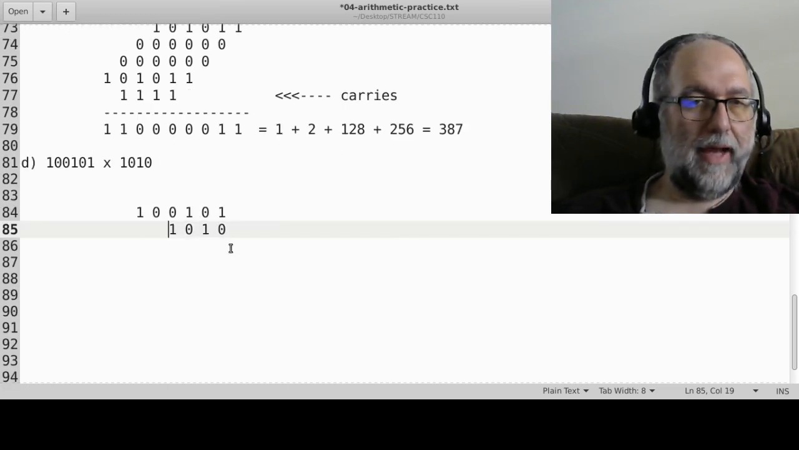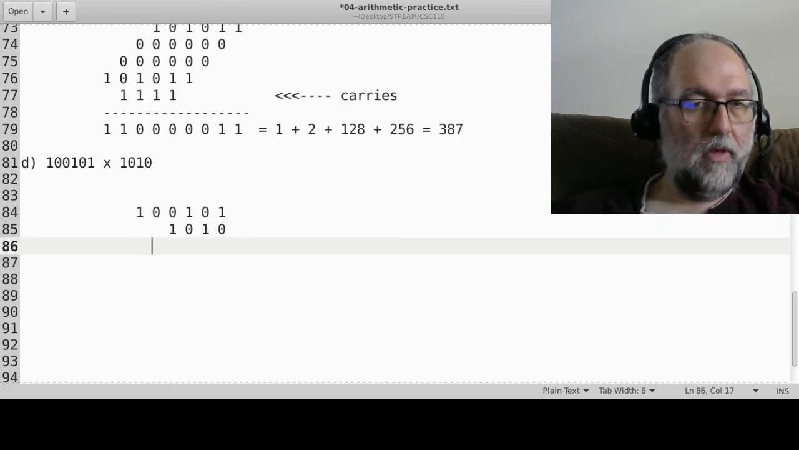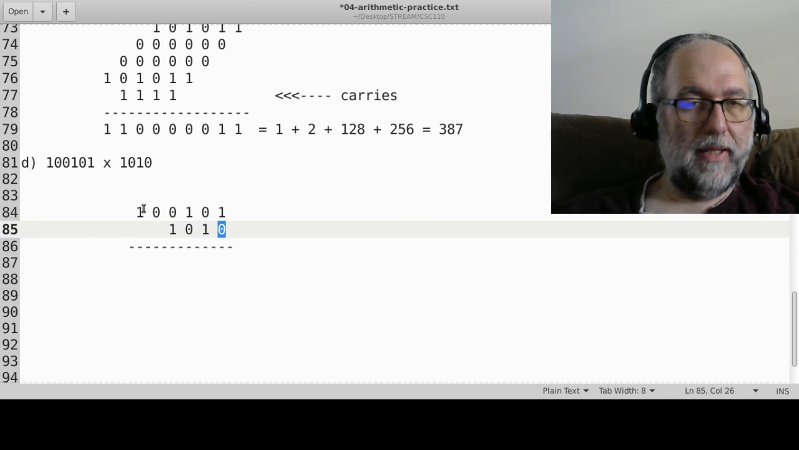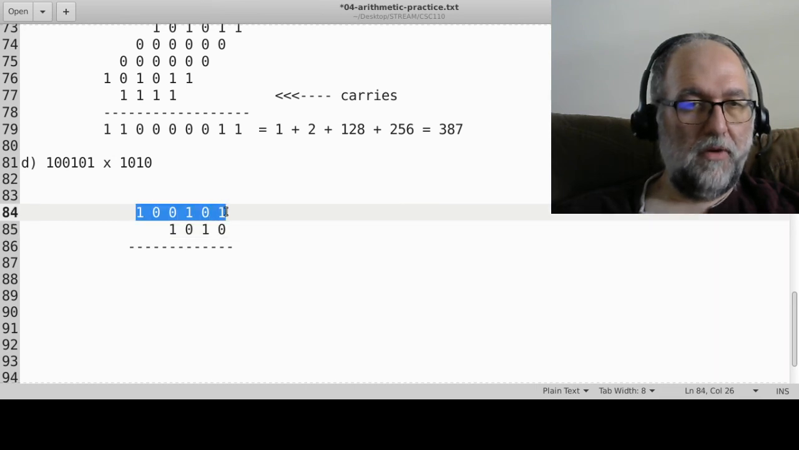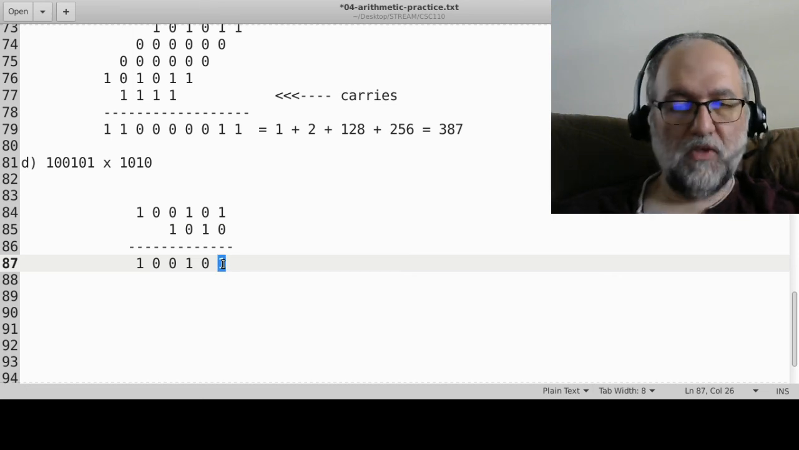All right, there we go. They're aligned. Okay, so that's your first step, is aligning them. What's your next step? Well, the next step is you multiply this entire top number by 0. So what do you get? Well, basically, you get the number reflected, but they're all zeros now.